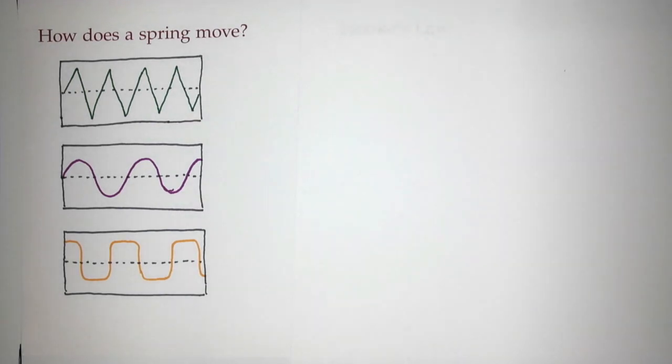Maybe it goes up and then does an immediate turn in the other direction. Maybe it goes like some kind of a sine wave. Or maybe it goes up, sort of hesitates for a long time, and then whoosh, goes down, hesitates for a long time, whoosh. All of these go up and down. So which one's right?